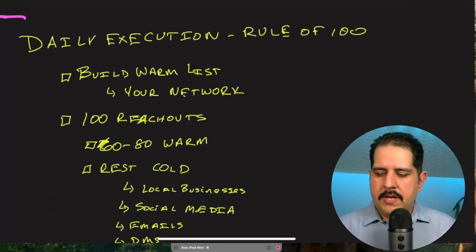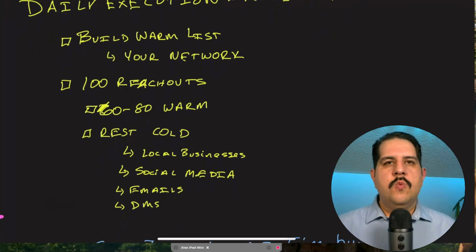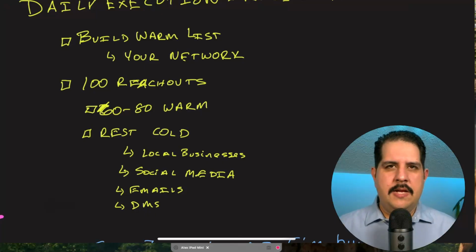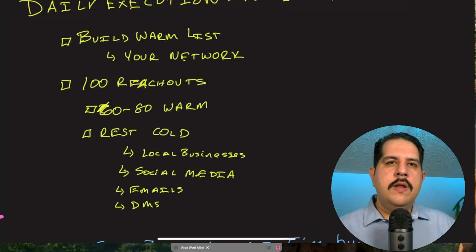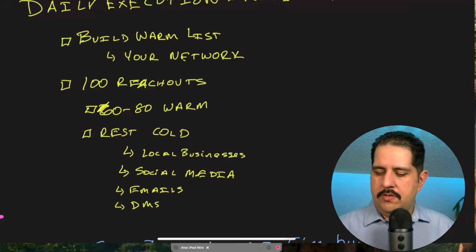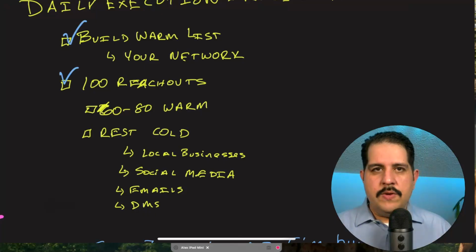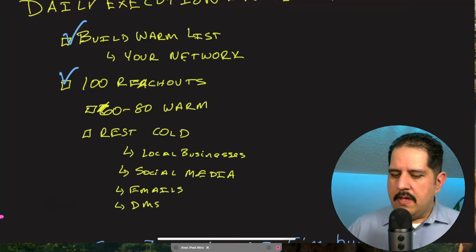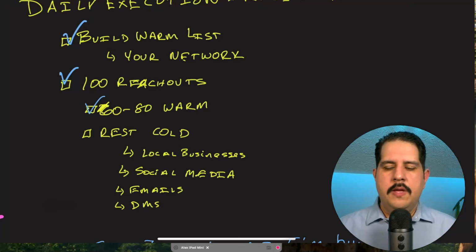You're going to build a warm list, ideally composed of your network. This is where you go over your own contacts, old coworkers, friends, past bosses, local owners that you know already. And you want to import them into HighLevel as warm prospects. And then every day you're going to do 100 reach outs to that warm list. Now that 100 reach outs can be done a couple of different ways. You're looking at about 60 to 80 that end up being truly warm, and the rest can be cold, right?